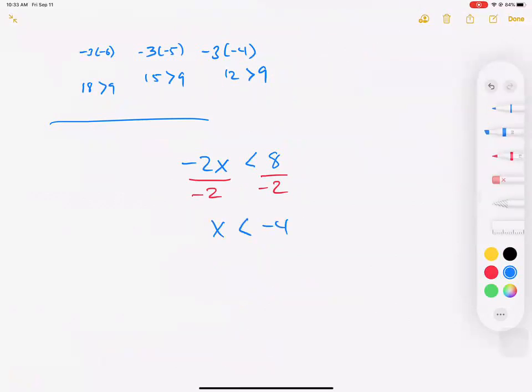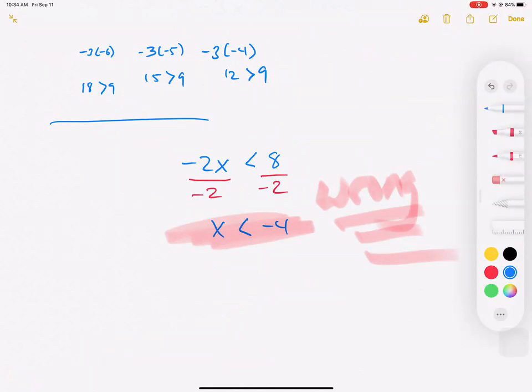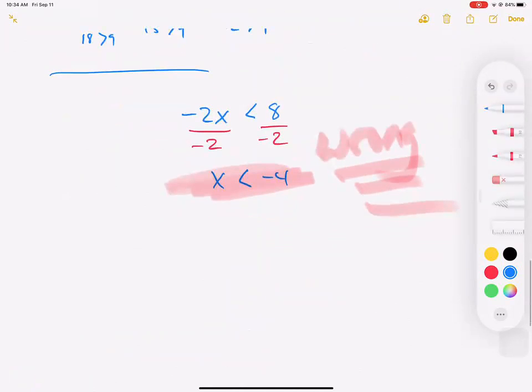Now, please be aware that this is wrong. That's going to be wrong. But let's double check why it's wrong. Just because I say it's wrong, well, let's double check. Give me a number that's less than negative 4.